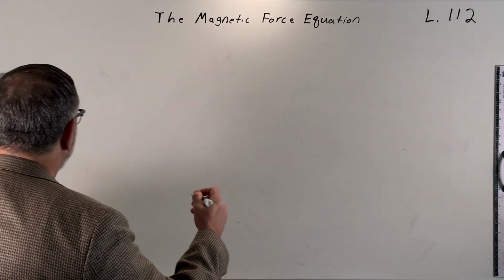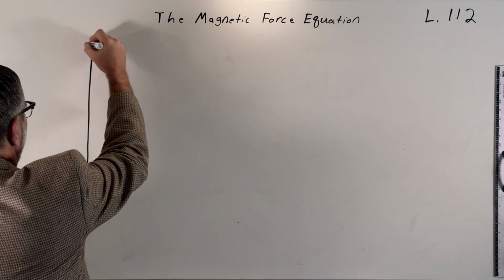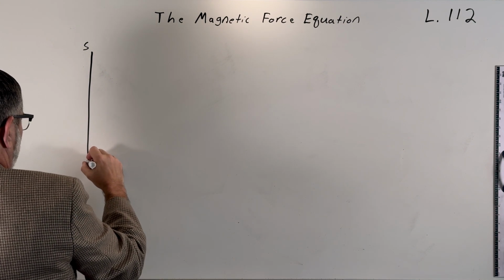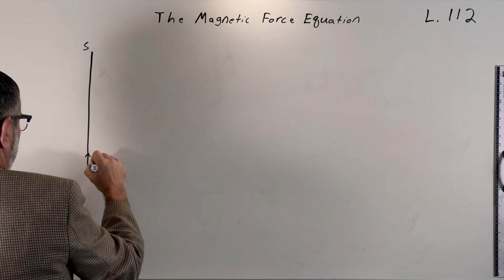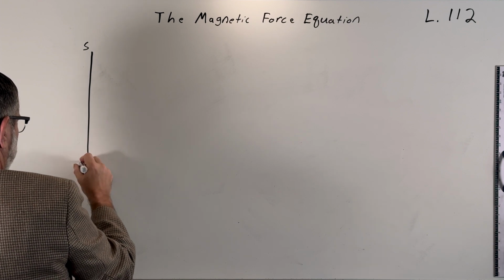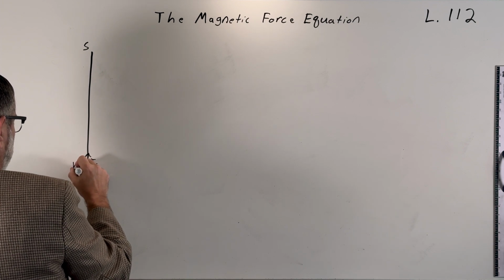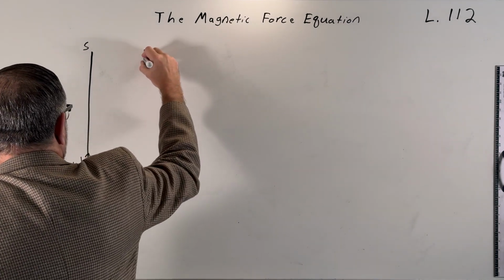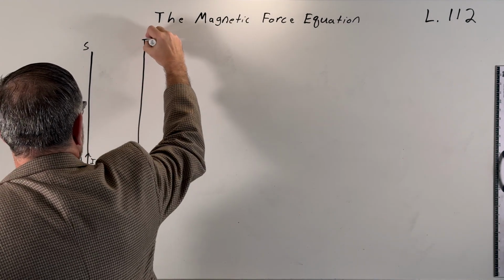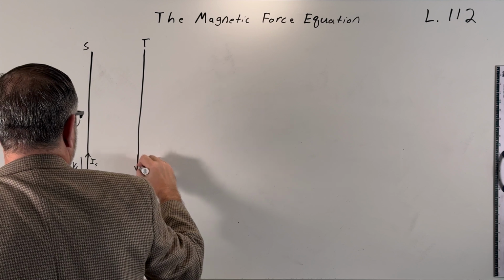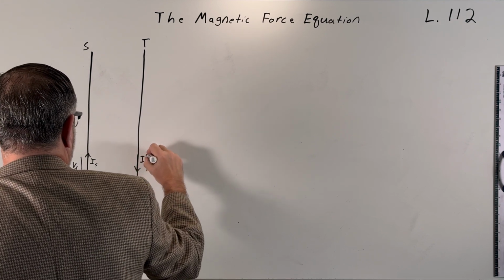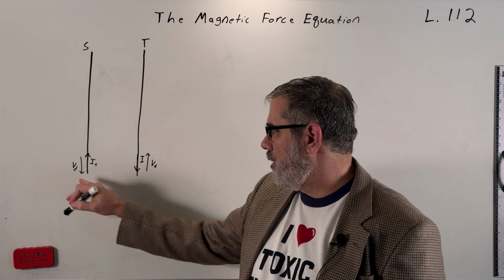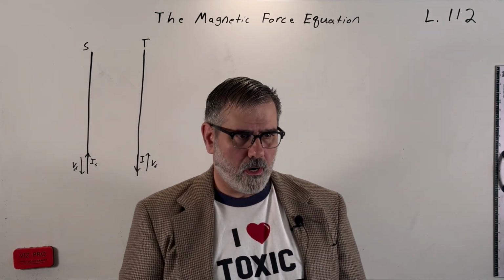So let me remind you of the configuration. Let's call this the source wire. We're going to imagine that there is a positive current, I sub s, which of course means that there is a drift velocity for the electrons going in the opposite direction. And then we'll have our test wire, which will have an opposite current, which of course means that the drift velocity of the electrons in that wire is opposite that of the drift velocity of the electrons in the source wire.